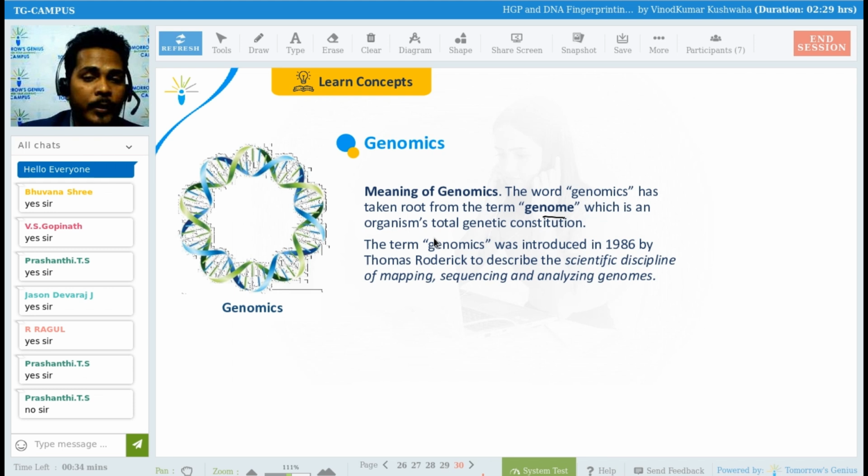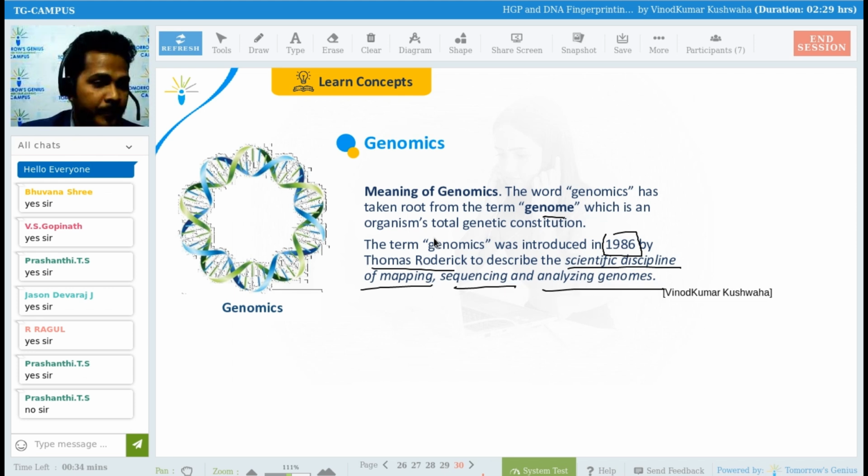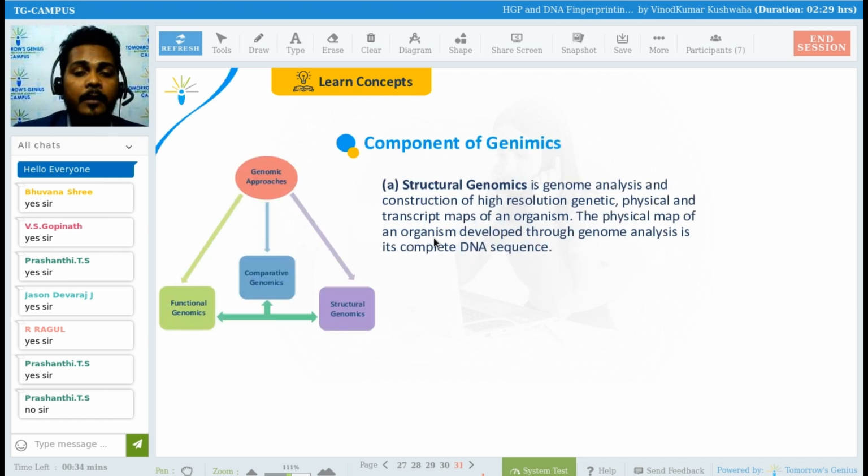The term genomics was first introduced in 1986 by Thomas Roderick to describe the scientific discipline of mapping, sequencing, and analyzing genomes. It means the scientific methods to map genes, sequence them, and analyze them, right? So it was Thomas Roderick's. Now it is of two types: structural genomics and functional genomics.